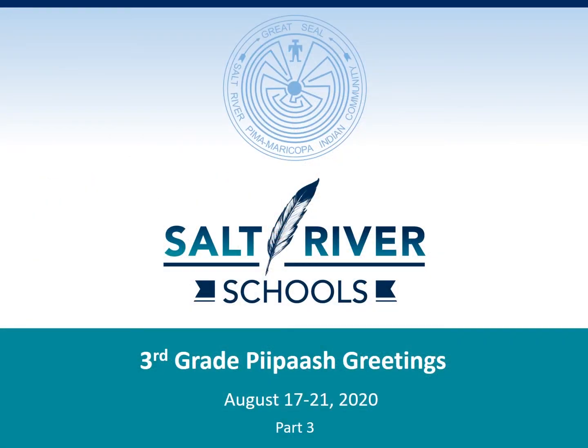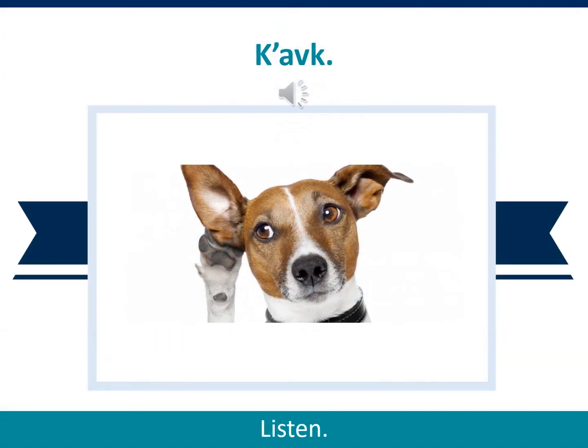Now we will be going over single word commands in Piipaash. Our first command we will be using means to listen, ka-ovg. This word is used when talking to one person. Practice saying ka-ovg to yourself a few times.